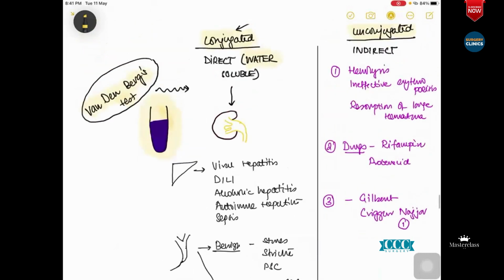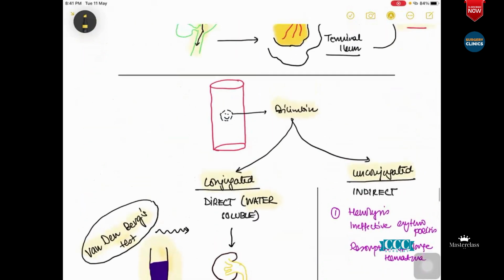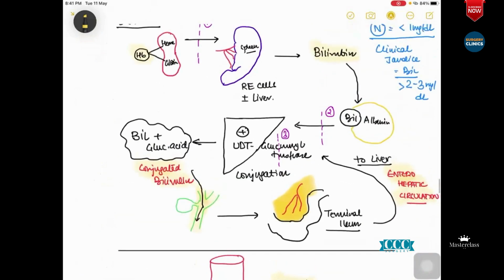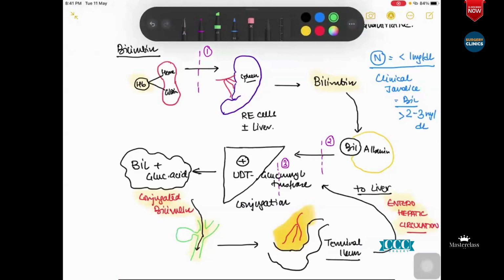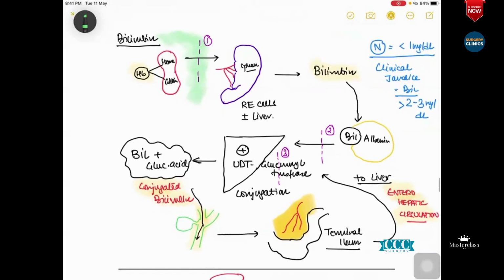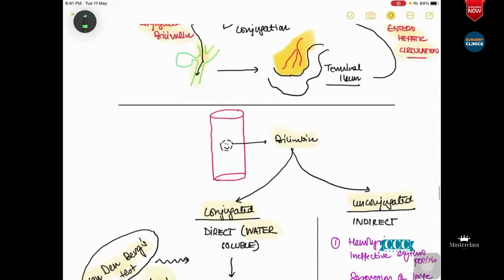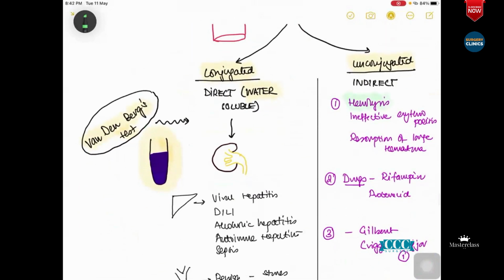Again, let's come back to the bilirubin synthesis. When the RBC is being phagocytosed by the liver or spleen, you can have some sort of pathology here which causes more hemolysis, which means there will be a rise in the bilirubin. Why does that happen? Due to hemolysis, suppose there is ineffective erythropoiesis, also resorption of a large amount of hematoma.